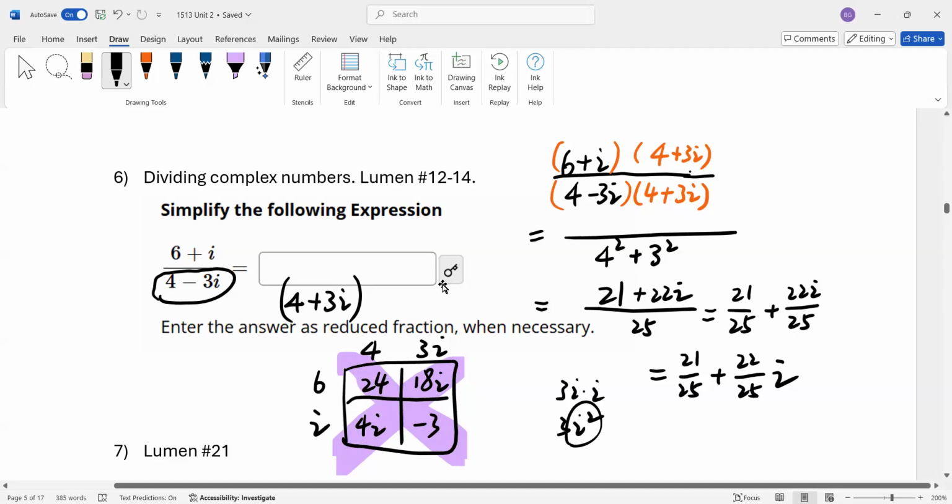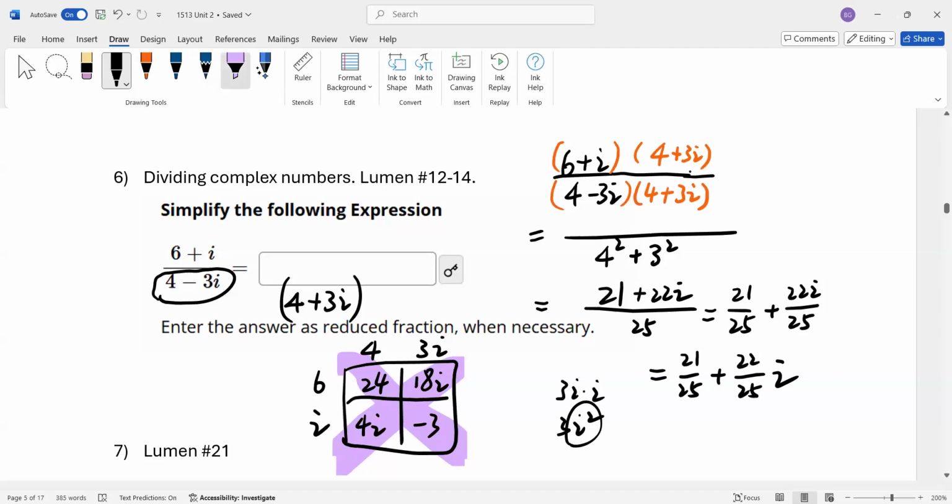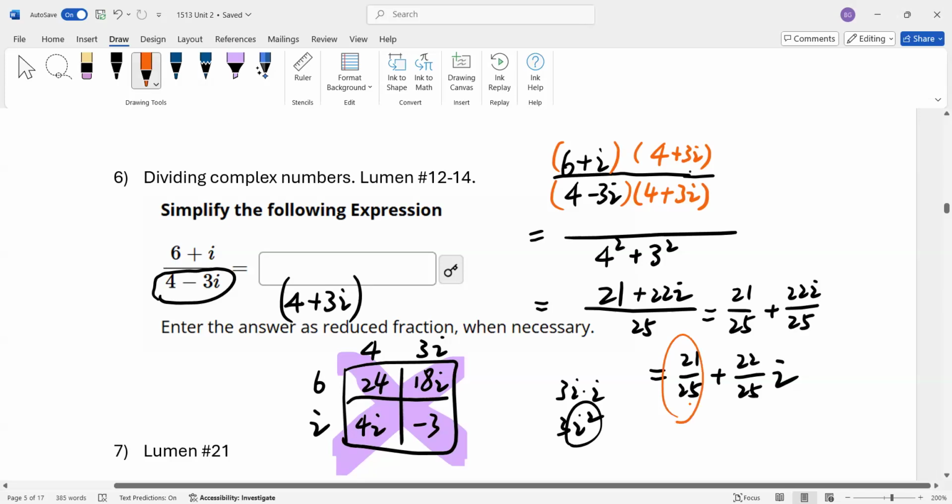Adding two complex numbers, the result is still a complex number. Subtracting two complex numbers, the result is still a complex number. Multiplying two complex numbers, the result is still a complex number. Even when we divide a complex number by another complex number, the result is still a complex number. As you can see, we have the result in the standard form, a plus bi.